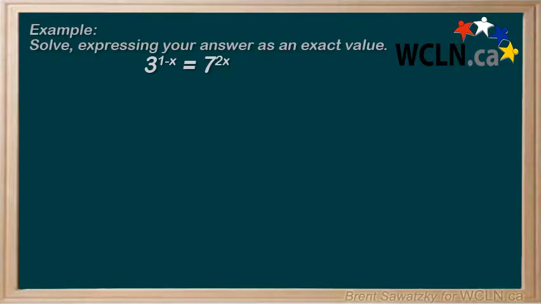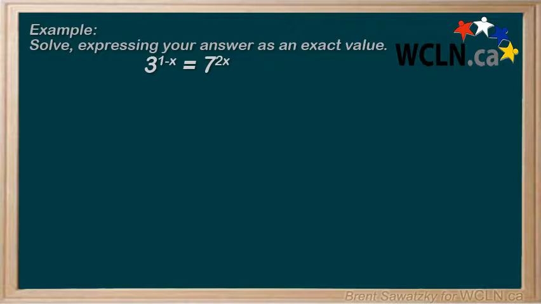In this tutorial, we'll be solving for x, where x is part of an exponent. It's a little bit of a tricky one, so let's walk ourselves through it. Our question: solve, expressing your answer as an exact value, 3 to the 1 minus x equals 7 to the 2x. Now, recognizing that we're solving for an x as part of an exponent should make us think of logarithms.